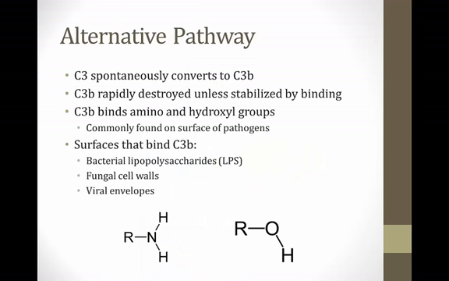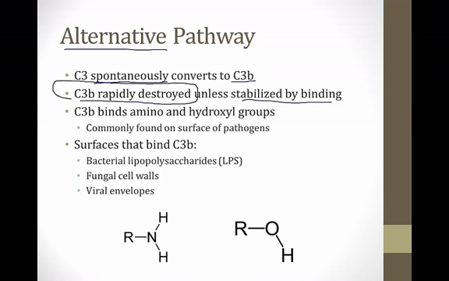So let's talk about those three pathways of C3 to C3b conversion. The first one is the easiest one to understand, and this is the alternative pathway. And the reason it's easy to understand is because this simply involves the spontaneous conversion of C3 to C3b. There is a low level of spontaneous conversion to C3b happening all the time in the blood and in the tissues. Now, if C3b is not stabilized by binding to something, it will be rapidly destroyed. In fact, it gets destroyed in less than a second.